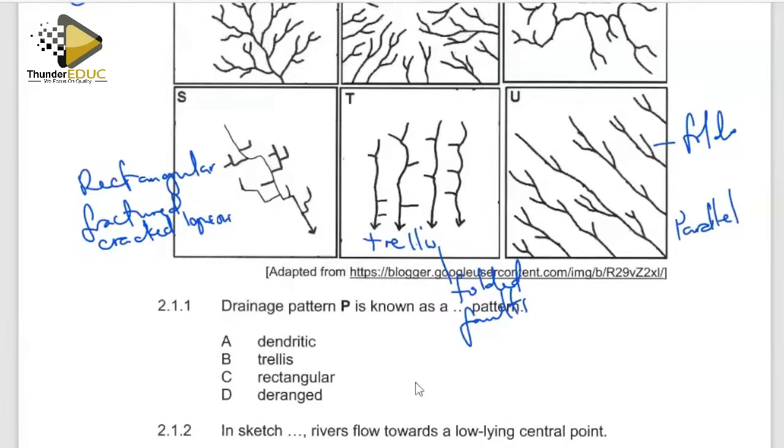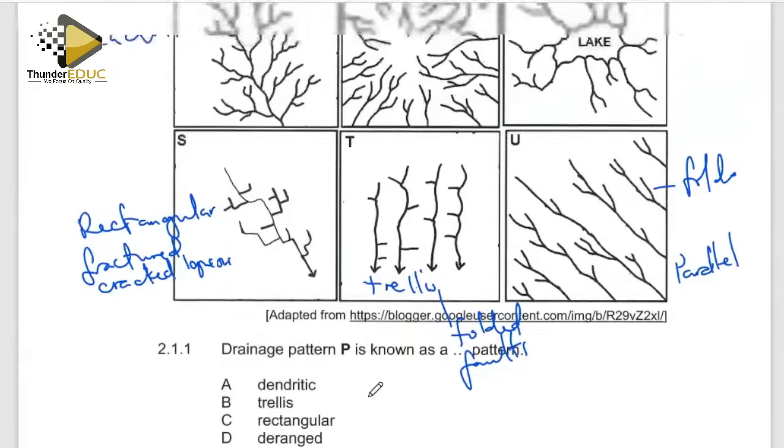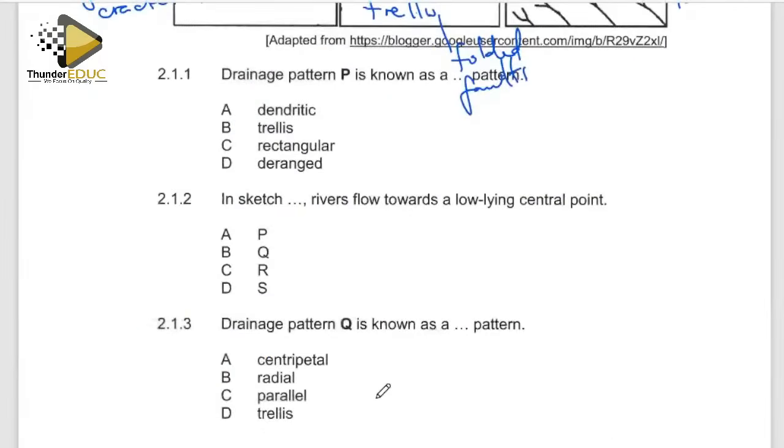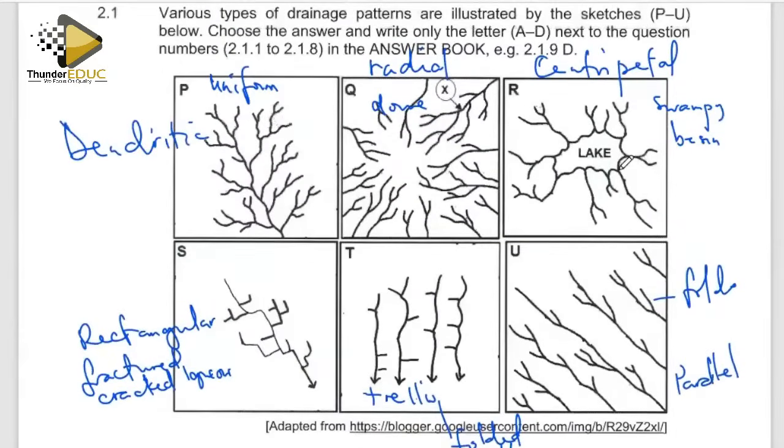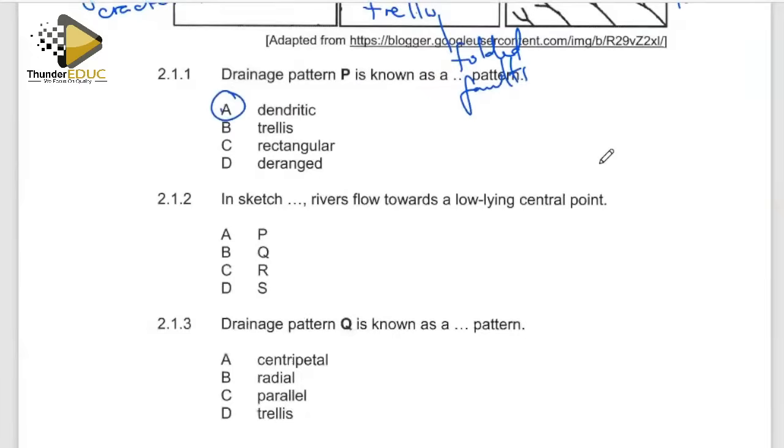So we want to use that knowledge to apply it and answer the questions that follow. Drainage pattern P is known as dash pattern. We have answered that. Drainage pattern P is dendritic, which is A. In sketch dash, rivers flow towards a low-lying central point, like a basin or a swamp area, that is R. Our correct response is C.